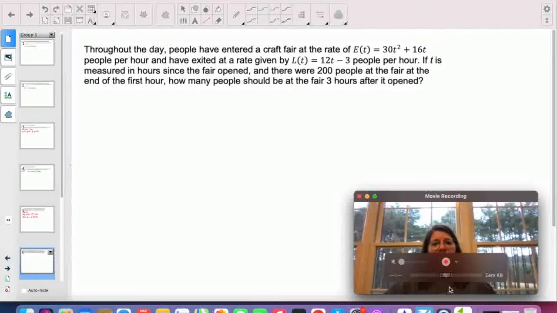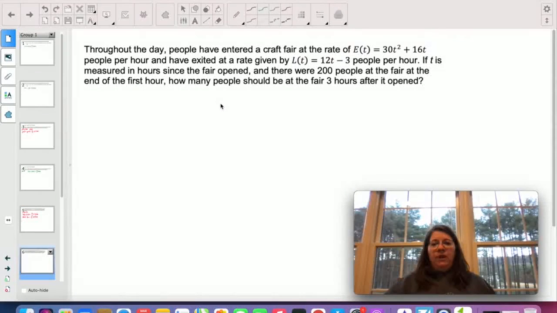Throughout the day, people have entered a craft fair at the rate of E of t equals 30t squared plus 16t people per hour and have exited at a rate given by L of t equals 12t minus 3 people per hour. If t is measured in hours since the fair opened, and there were 200 people at the fair at the end of the first hour, how many people should be at the fair 3 hours after it opened?